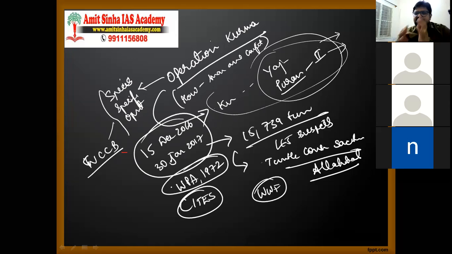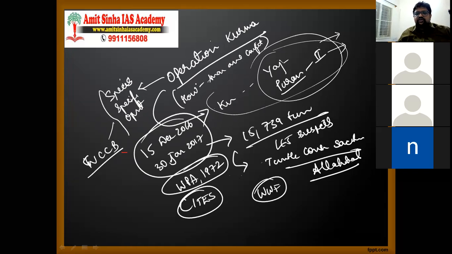In this, it has kept the turtle under Schedule 1, which attracts the highest penalty and highest punishment if somebody is found guilty of doing trade in turtles. You cannot kill a turtle. It is under Schedule 1 of WPA. So all these things come under the second paragraph.